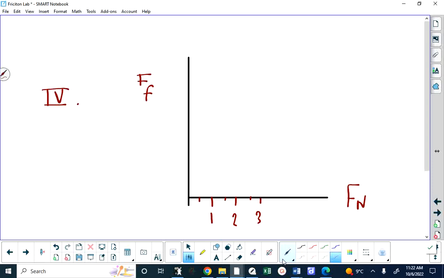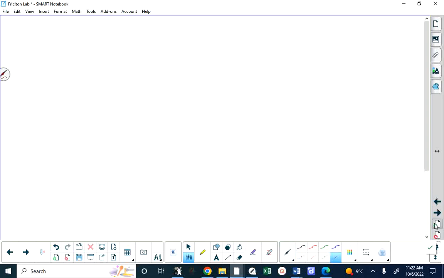No, it'll be more than that. Let's say that your biggest force of friction is 12 newtons. Well, then you'd go 1 newton for each square. If your biggest force of friction was 20 newtons, then you'd have to scale that back a bit. All I am getting at here is I've given you this graph that's this big.